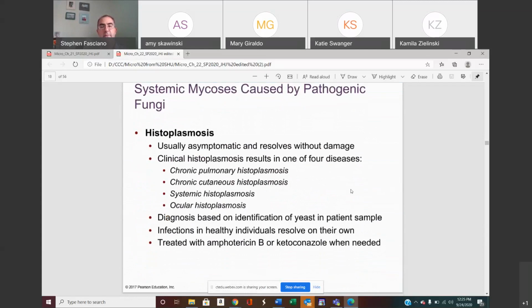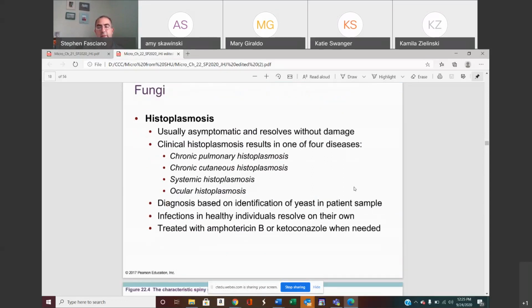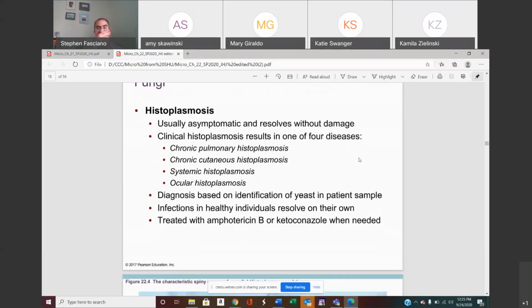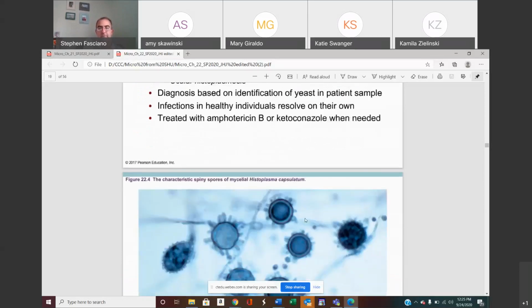People who have histoplasmosis oftentimes don't even know it. It's usually asymptomatic and it can resolve without damage. That's one of the reasons that these things are so hard to detect. Some people may not even have any symptoms of it. The diagnosis is based on an identification of yeast in a patient sample. Infections in healthy individuals usually resolve on their own, right? Or it can be treated with a couple of drugs when necessary.